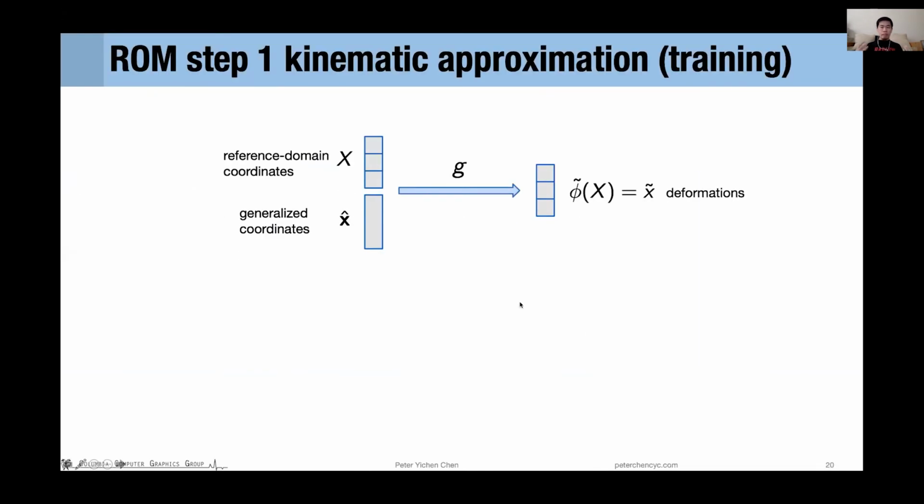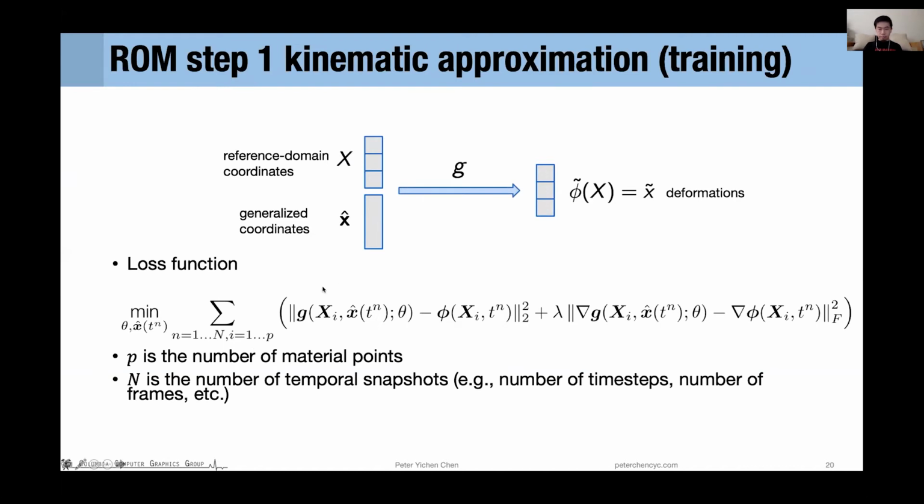So now let's get into the nitty-gritty of training this neural network to approximate this deformation map. Given any simulation sequence, you will have the data of the position of each material point at each time step. So i here varies from 1 to p, where p is the total number of material points. And then n varies from 1 to big N, where N is the total number of your time steps. And the total number of data you throw into your training is essentially p times N. Notice the double summation here.